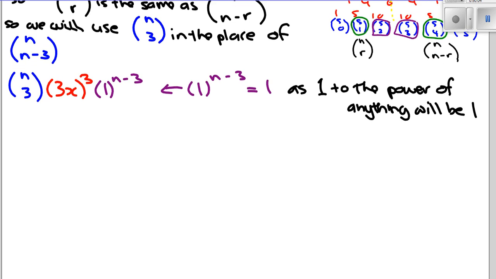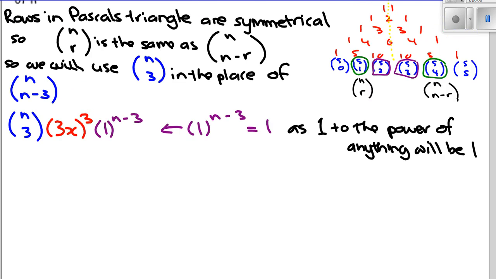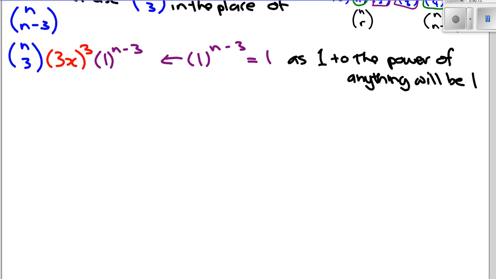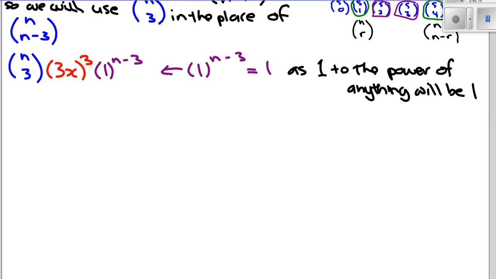Yeah, and also notice one thing we've found. We're also told that the coefficient is 270. So the good thing is we're going to be able to cancel out the 1, ignore the 1, and set this thing equal to 270. And maybe use the gorgeous formula as well. So therefore this simplifies to n over 3.